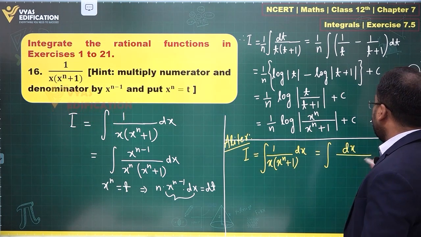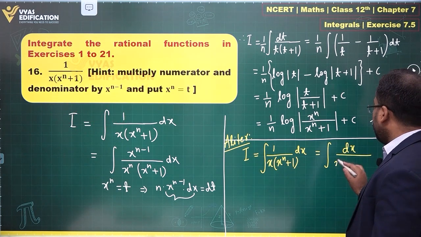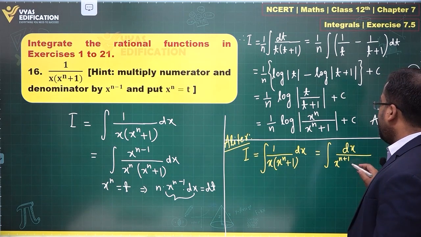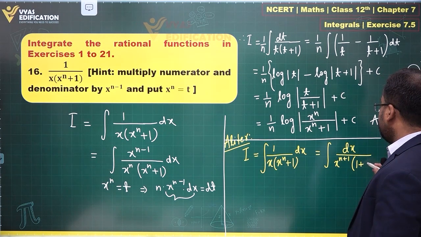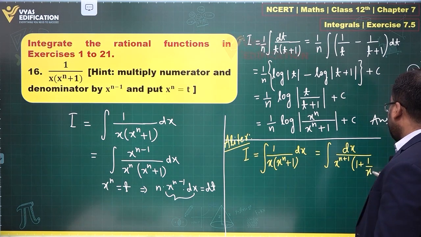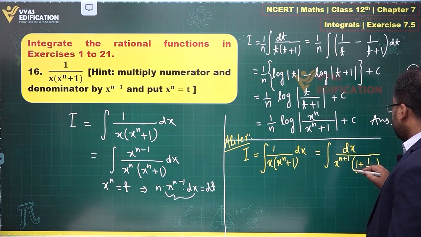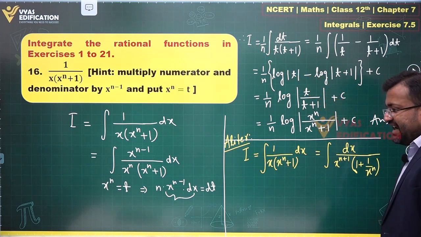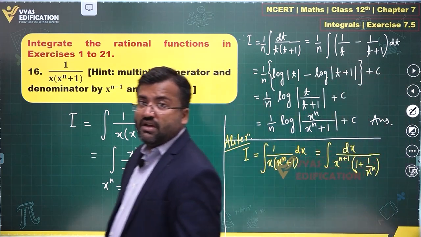This is dx, which is okay. Taking x power n common will give me x power n times x power n plus 1, and here it is 1 plus 1 upon x power n. This is what you get. Is that okay? There was a 1 over there, so taking x power n common will give me this particular form. Is that okay?